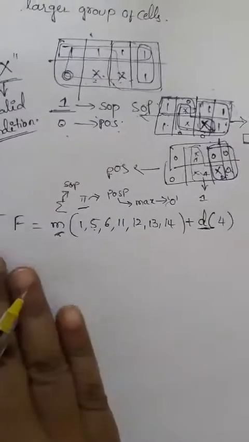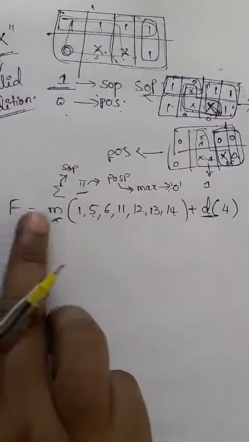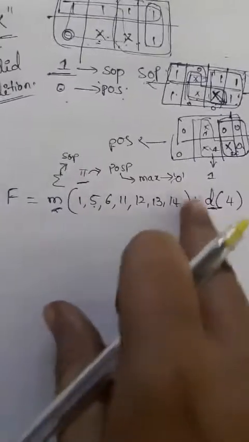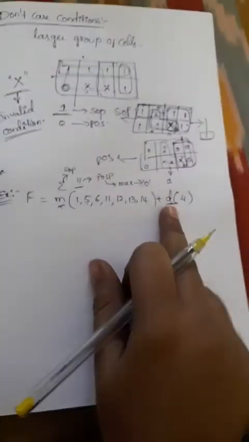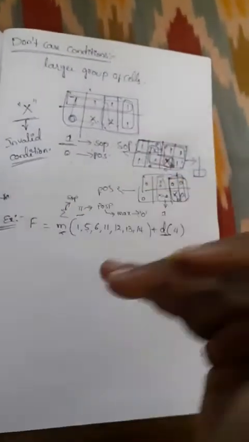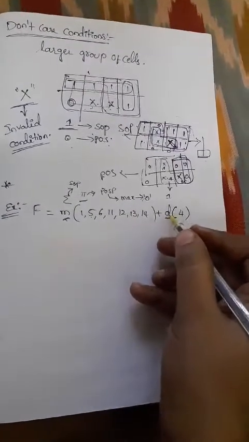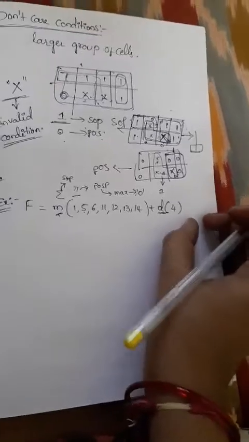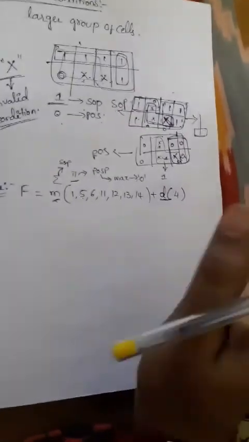Okay, so the given problem is like this: f equals small m of some cell numbers plus d of 4. The given don't care condition we can represent like this, as d of the given cell numbers. That means that with respect to those cells, you can represent the don't care condition. Okay, so now we'll see that.